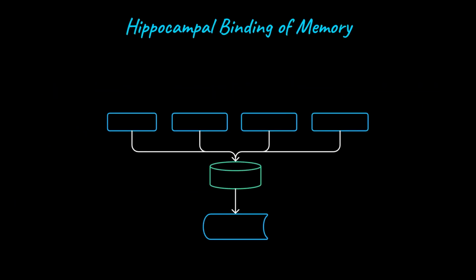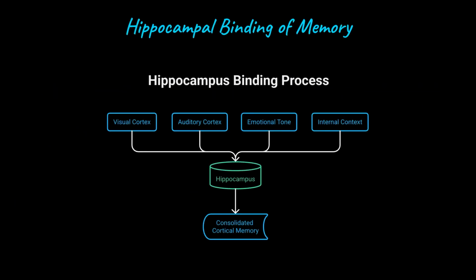This is called anterograde amnesia. The hippocampus acts as a binding hub. The cortex stores individual elements of an experience, the sights, sounds, emotional tone, and context. The hippocampus links these into a single unified episode over time. With repeated retrieval, those cortical representations become independent of the hippocampus, which is why older memories survive hippocampal damage.